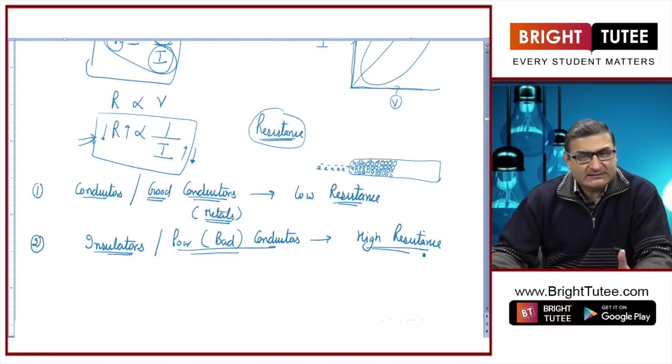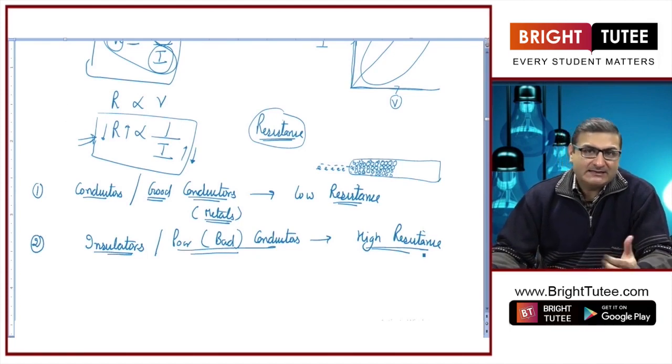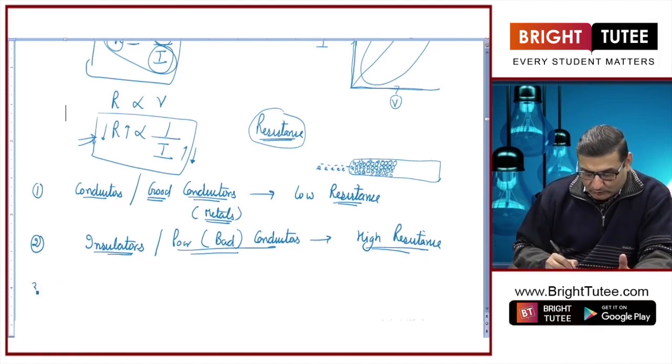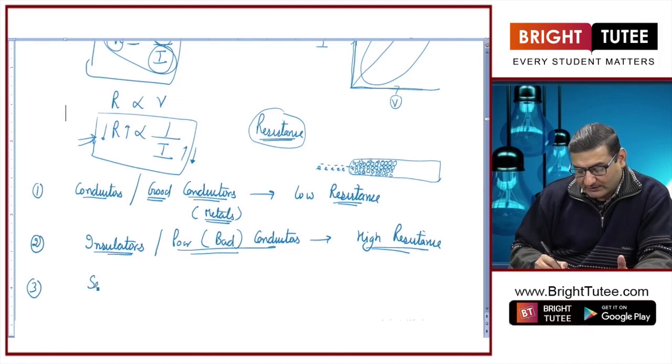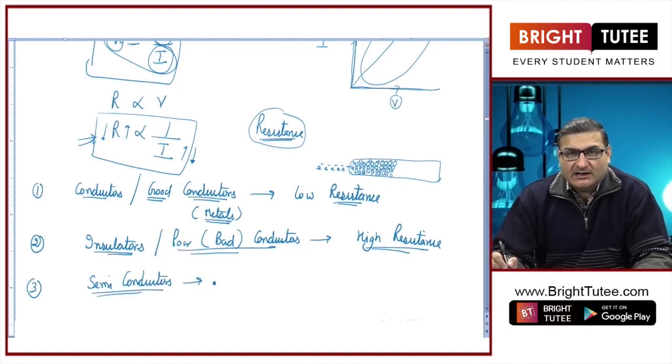Now, there are certain substances which basically allow a partial flow of current. Those substances are known as semiconductors. Semi means half, half means partially. So, semiconductors are those substances which allow a partial amount of current to pass through them.